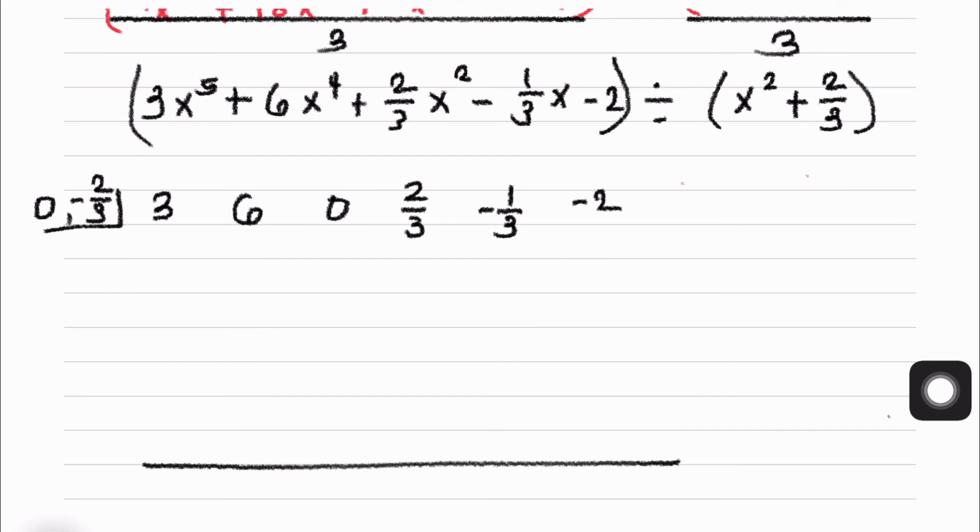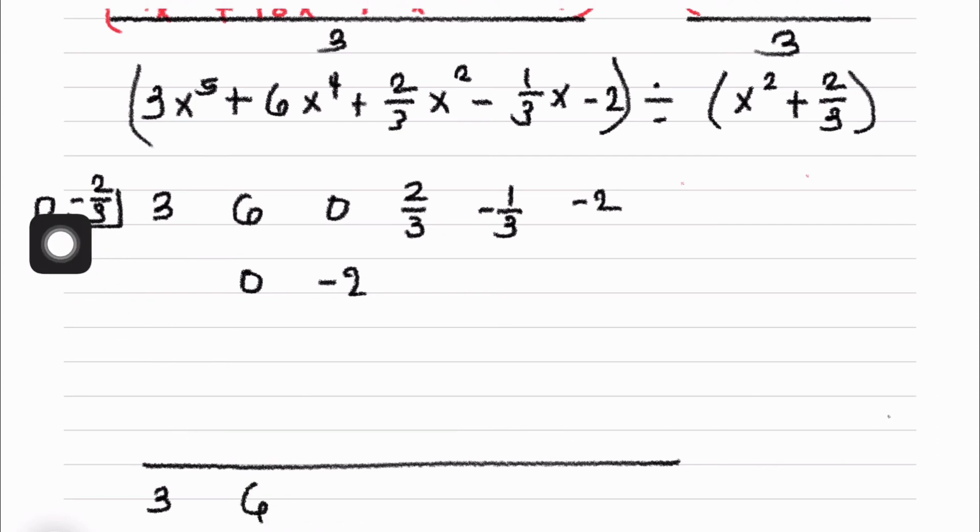Now, bring down the first number, 3. Now, 3 times 0 is 0. Ilagay sa ilalim ng second column. 3 times negative 2/3 is negative 2. Paano nangyari? 3 times 2 is negative 6 divided by 3 is negative 2. Now, add 6 plus 0. We have 6. 6 times 0 ilagay sa ilalim. The third column, 6 times negative 2/3 is negative 4. Paano nangyari? 6 times 2 is negative 12 divided by 3 is negative 4.